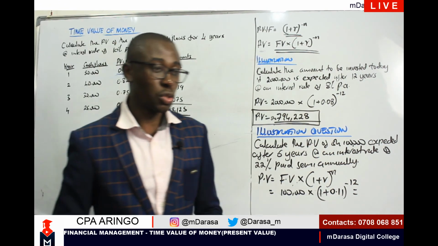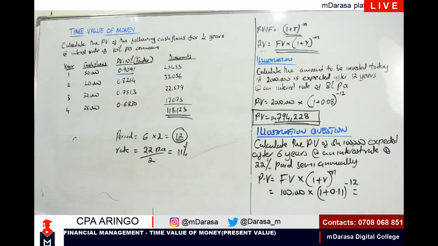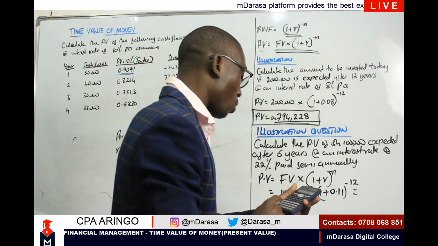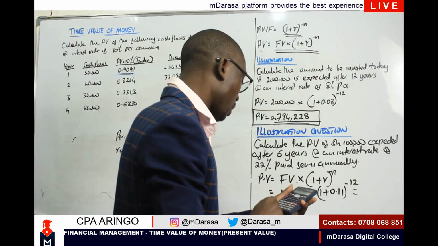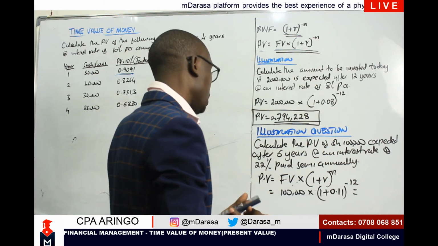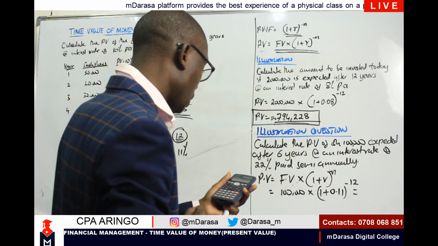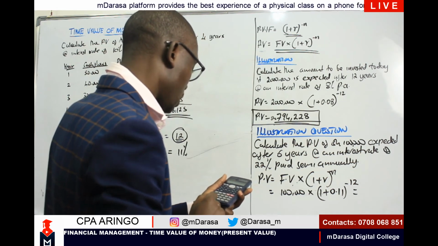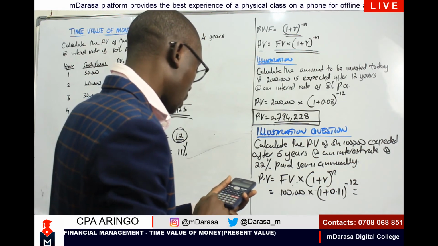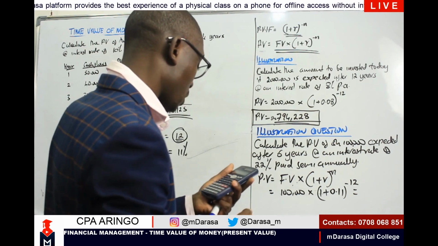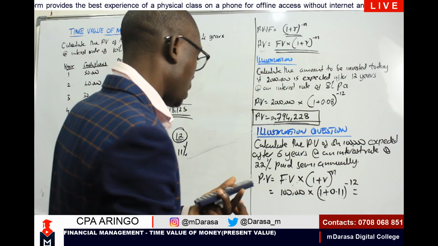Let me pick my calculator. So in that case, we start with our factor, 1.11 raised to power negative 12. That gives 0.2858, and we multiply by 100,000.